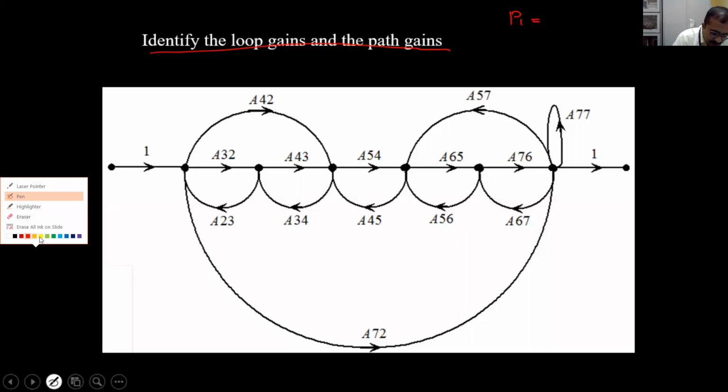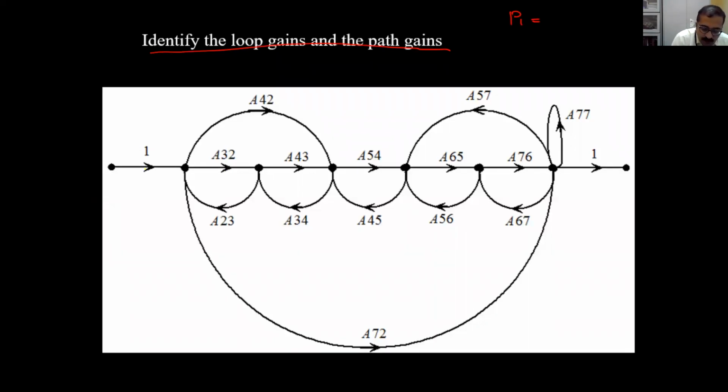Path 1. What is the path gain? I can write 1, A32, A43, A54, A65, A76 into 1. Okay, that is, 3,2; 4,3; 5,4; 6,5; 7,6 into 1. That is one possible path gain, forward path gain.